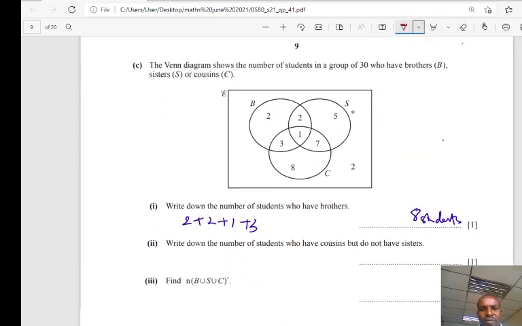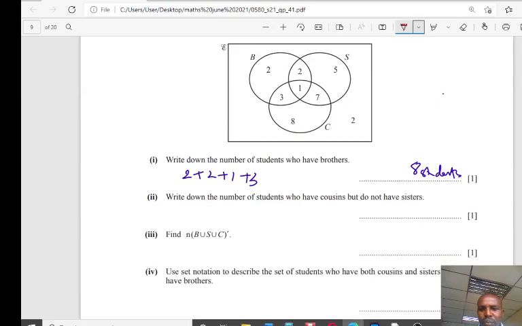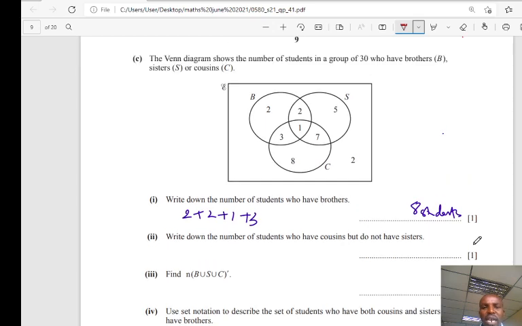Right, next part. Item 2, write down the number of students who have cousins but do not have sisters. They have cousins but no sisters, right? Cousins, no sisters. It means this one, outside, so it's 8 and 3. So it's 8 plus 3, which is equal to 11. 11 students. Done.